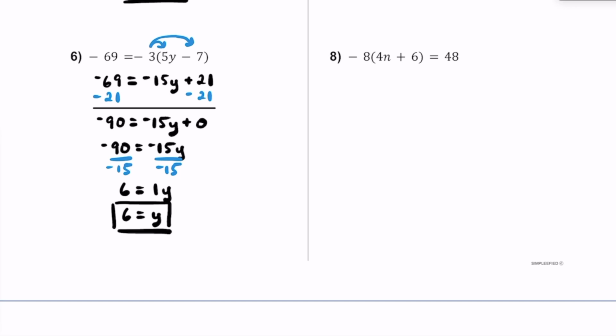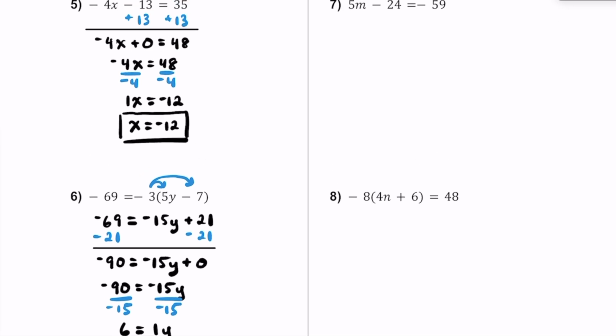If you want to go ahead and check this mentally, take the 6 here and substitute it here. 5 times 6 is going to be 30. 30 minus the 7 is going to be 23. And 23 times a negative 3 is negative 69. So this does work out.